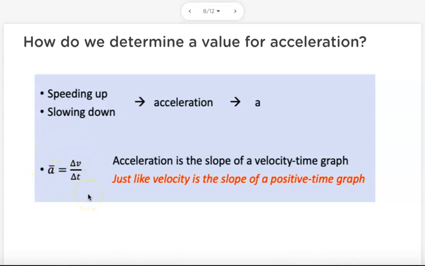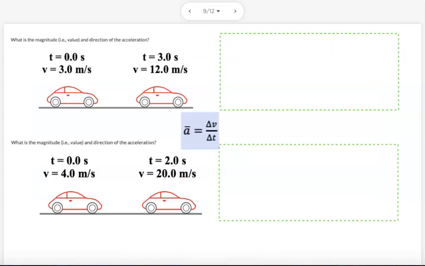We figured out before how to calculate average velocity as a change in position over change in time. Now what we are looking at is the average acceleration as being the change in velocity over change in time. So just like the slope of a position time graph gives you velocity, the slope of a velocity time graph gives us acceleration. So let's look at some examples here.